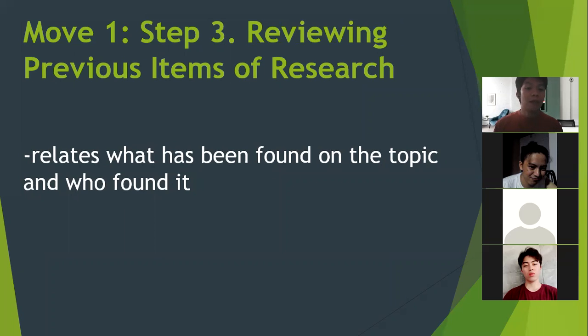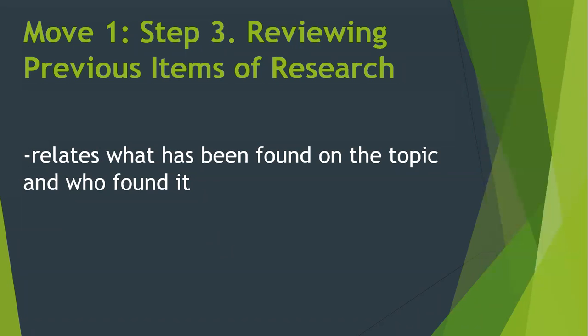Okay, step 3 in move 1, reviewing previous items of research. Relate what has been found on the topic and who found it. As what I have mentioned in step 2, you need to provide related studies in your background. So the arrangement, if you can still remember, what's the proper arrangement when you provide related studies in the introduction, background of the study?